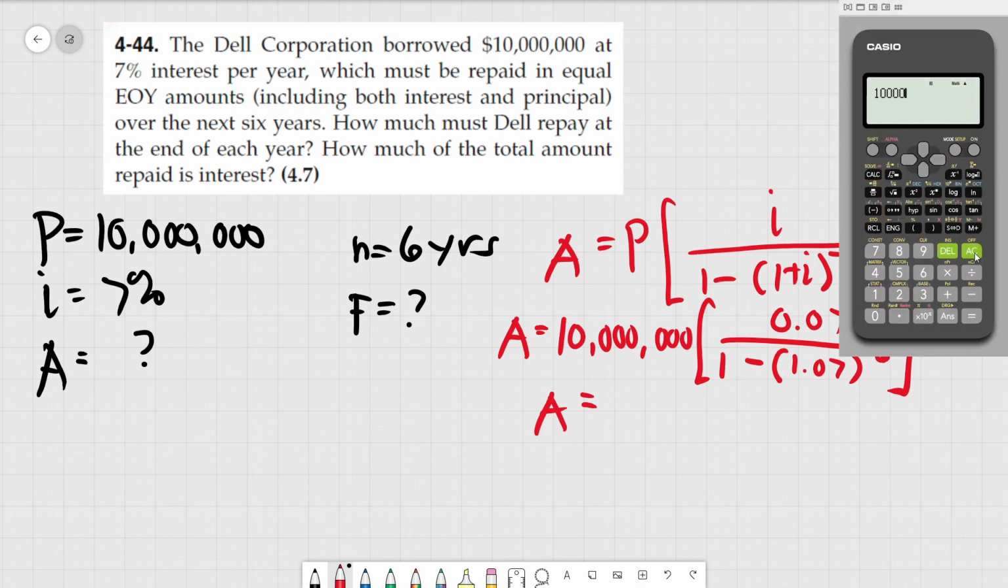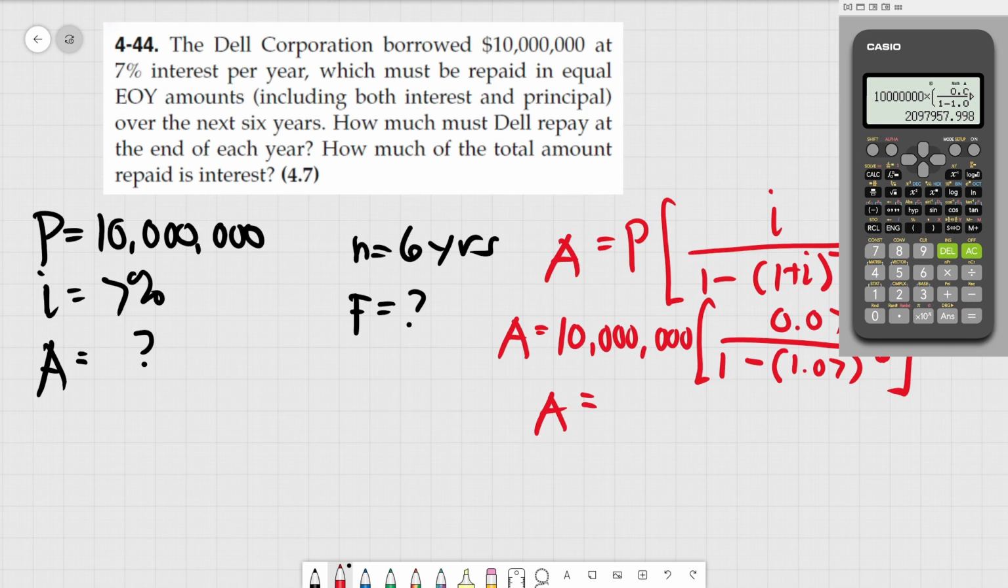10 million times the quantity 0.07 all over 1 minus 1.07 raised to negative 6. Okay. So, ang payment niya every year is 2,097,958.